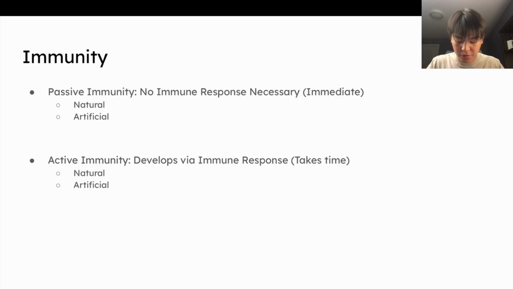The other one is artificial. So let's say you are bitten by a snake and there's some snake venom, right? You can also have antibodies injected into you, which is antivenom, right? And that will help your immune system handle things a lot better.